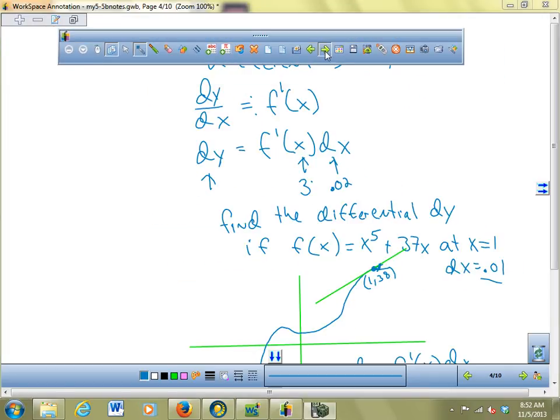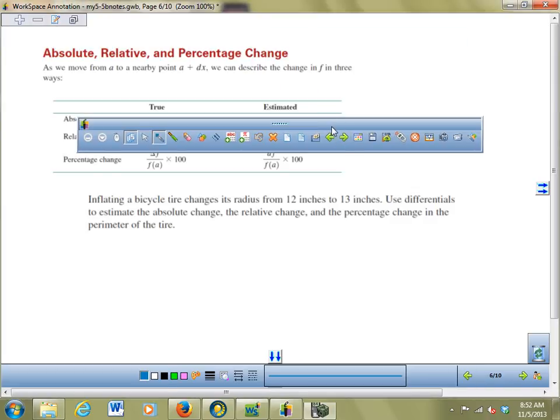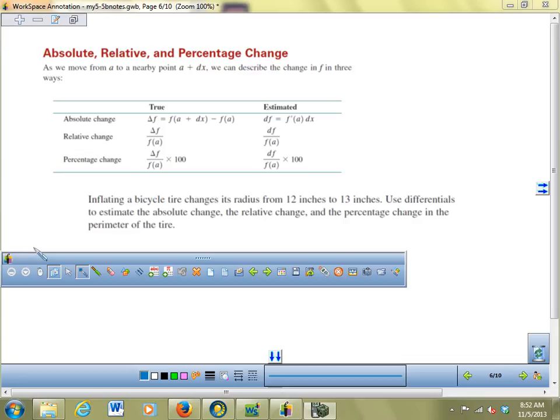So, next thing, I talked about that already. What am I doing here? 4 plus 3x squared, very nice. So then they talked about this idea of the absolute change versus the estimated change, and that's what I just talked about. This was the actual change, f of a plus dx, so if I plug that 1.01 into my function, minus f of a, that's equal to the actual change. This is the estimated change up there, okay?